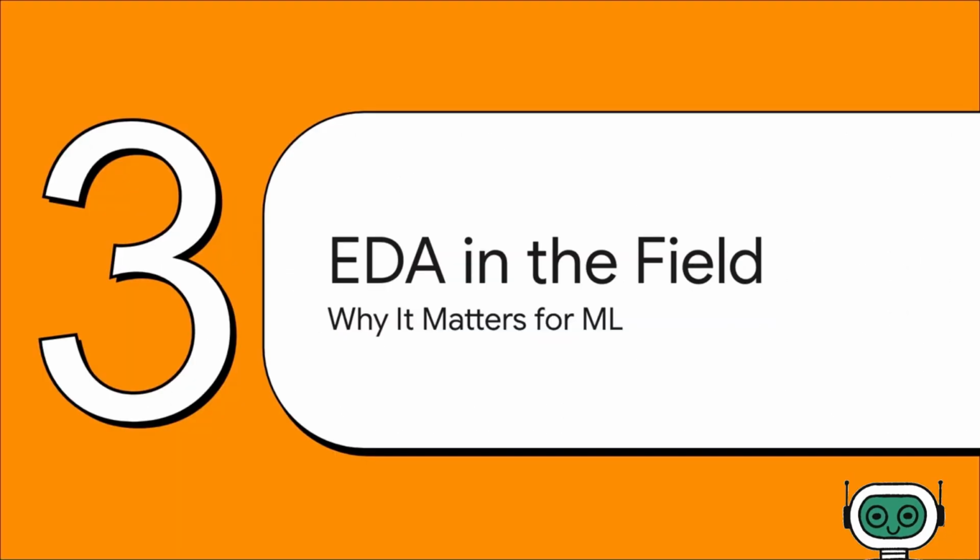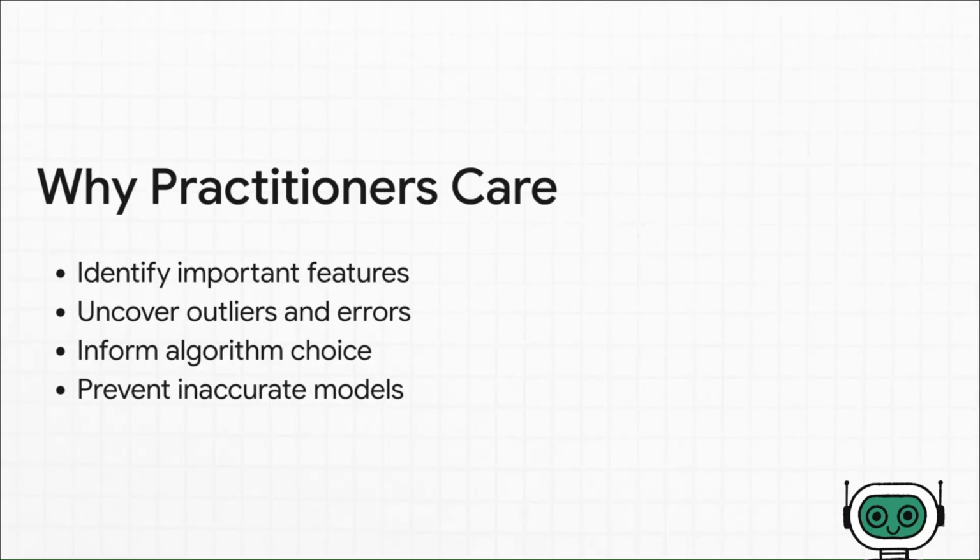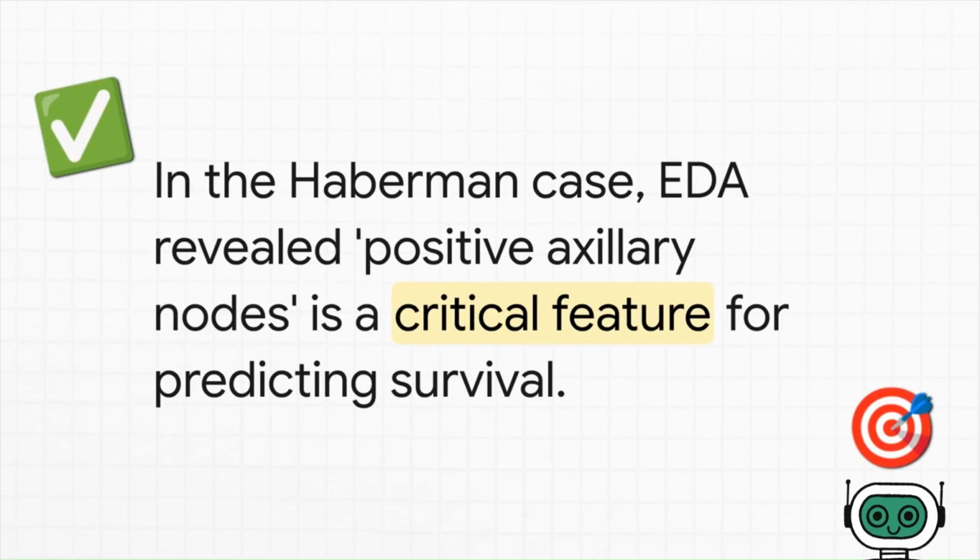So how does all this detective work actually help us when we're building machine learning systems? Why should you care? Well, EDA is absolutely critical. It's how you identify the most important features for your model. It's how you spot the errors or outliers that could completely mislead your algorithm. It can even help you decide which type of model to use. Put simply, skipping EDA is the fastest way to build an unreliable or just plain wrong model. In our little investigation, EDA did its job perfectly. It basically pointed a giant flashing arrow at the positive axillary nodes variable and said, hey, pay attention to this. This is important if you want to predict survival.